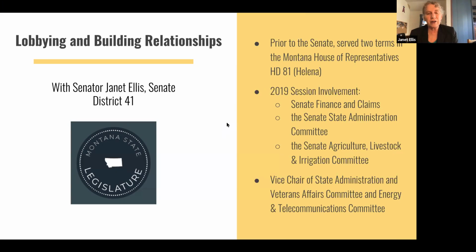My role is going to change this session. I am going to be vice chair, minority vice chair of Senate Finance and Claims, which is the big budget bill, big budget committee. So I'm going to be way swamped with that piece of my life that's going to change. But otherwise, I should be available and able to talk to people about what's going on.